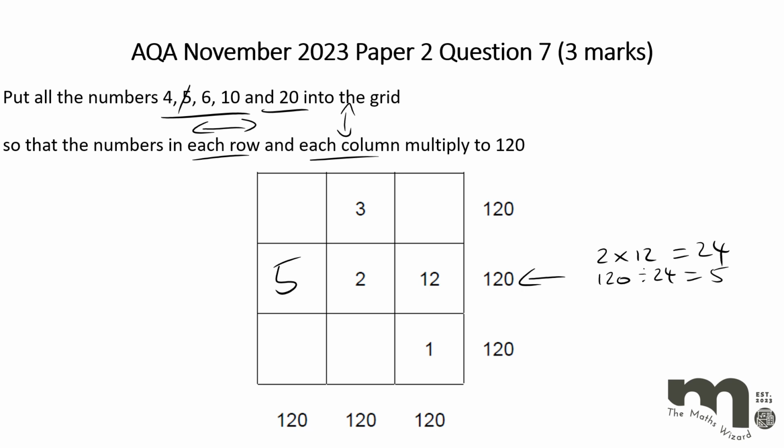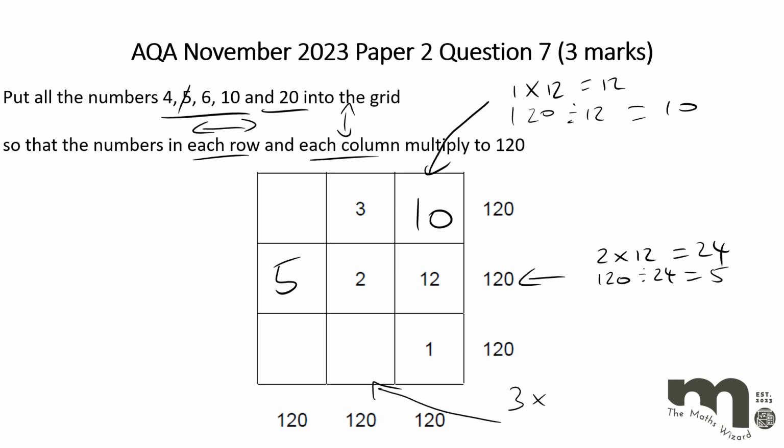This row here, so your right hand column there, we've got 1 times 12, which is 12. And then 120 divided by 12 is going to give you 10. So a 10 is going to go there. If we look at this middle column, 3 times 2 is 6. And then 120 divided by 6 is going to give you 20.